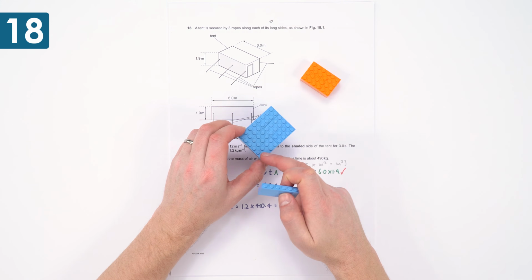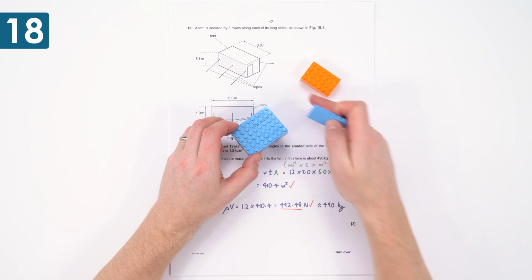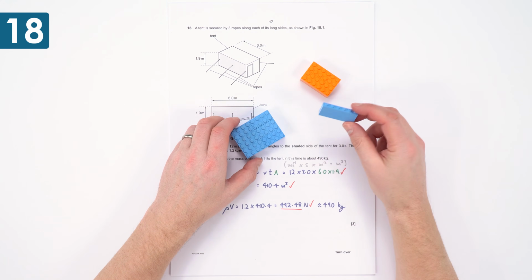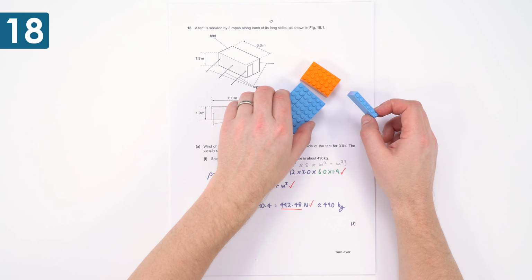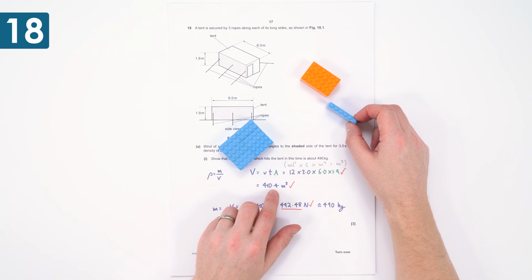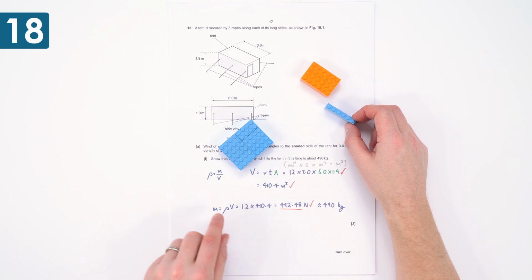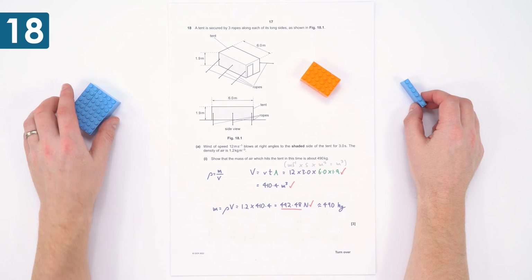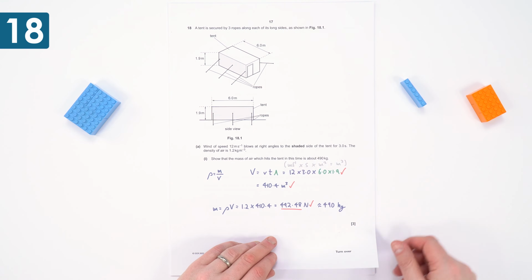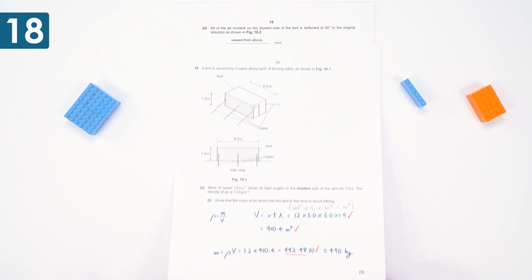Now we can multiply that 36 by the area of that side of the tent, which is 6 times 1.9. And so the volume of air that hits this is 410.4 meters cubed. The mass then is going to be this volume times 1.2, which is 492.48, which is approximately 490 kilograms of air hitting the side of that tent.